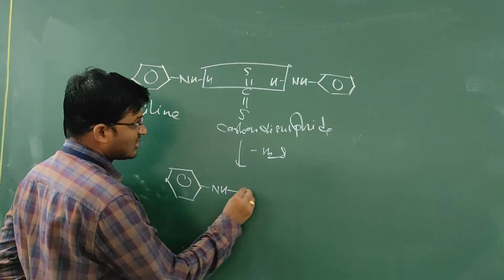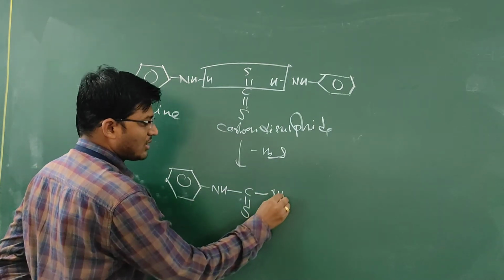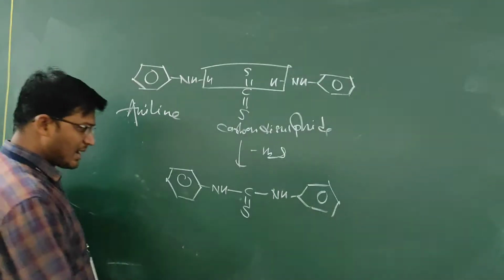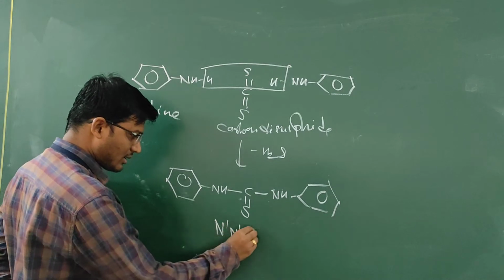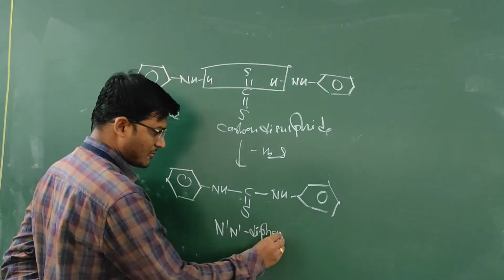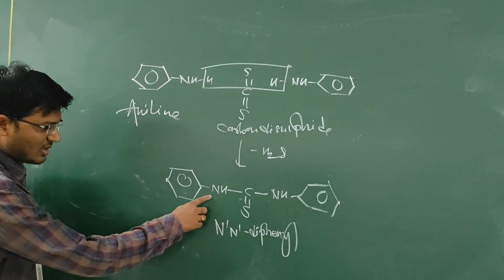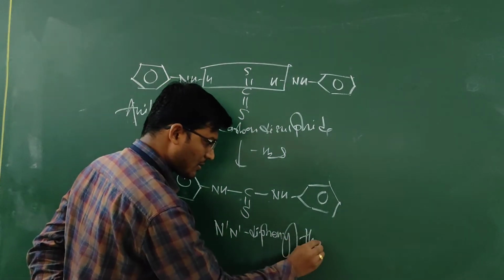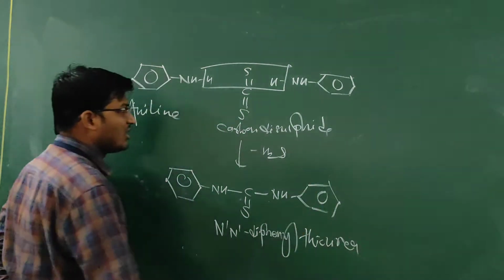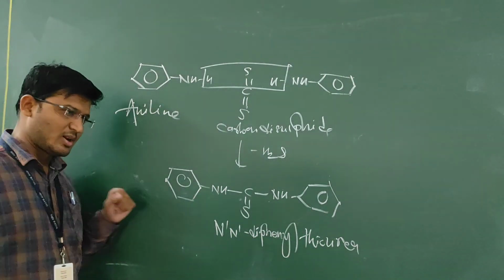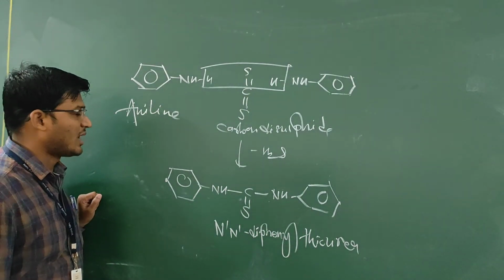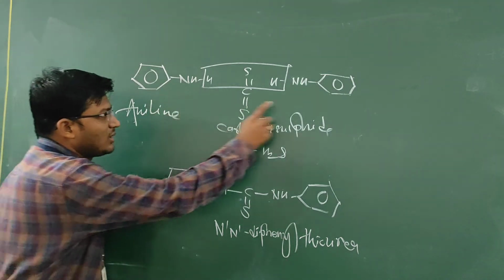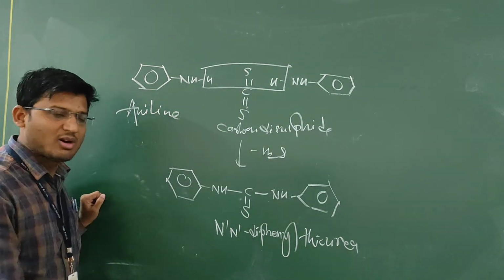NH, C double bond S, NH, with phenyl groups. This is N,N'-diphenylthiourea. In this reaction, the reaction takes place in the ratio 2:1. Aniline is taken in 2 moles, that is 1 and this one 2, and carbon disulfide in 1 mole.